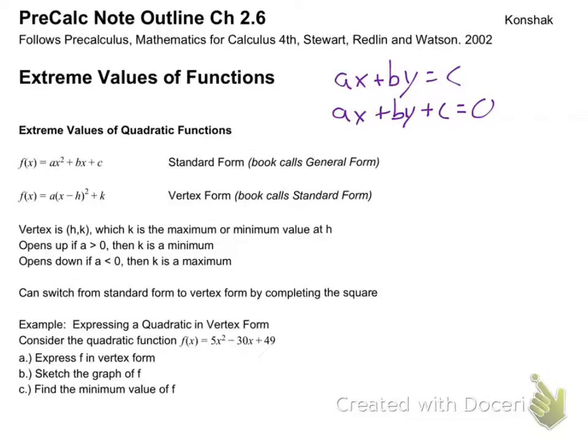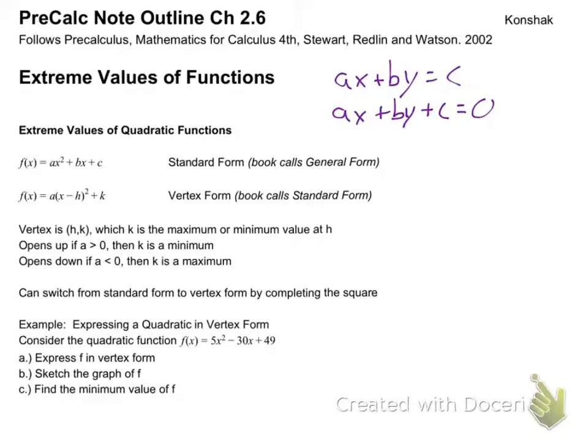Now, some information about this is the fact that you know that h and k is your vertex. And the really cool thing is this: k, the second value, is the maximum or minimum value at h. So it's going to ask you, hey guys, what's the maximum value of f? It's not the whole entire vertex. It's just the y value of the vertex. Remember that. But it's at h.